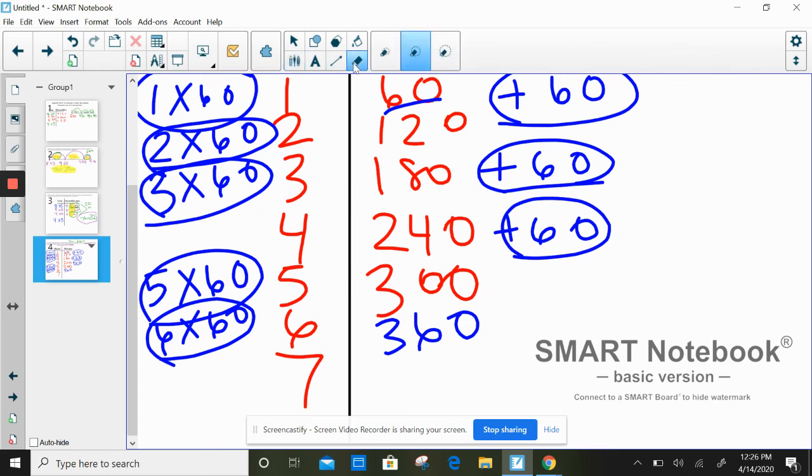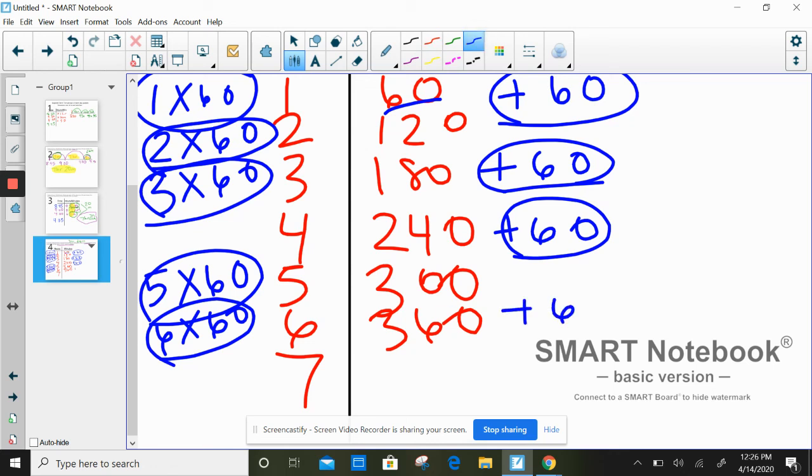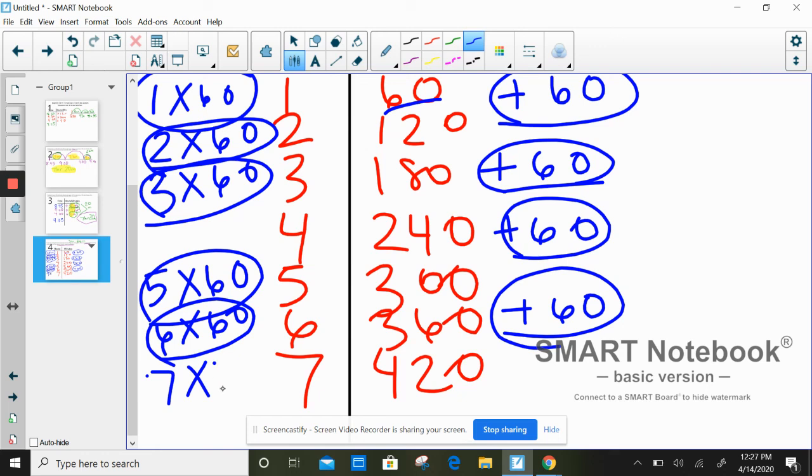And actually, I'm going to change this color for you guys, just for anybody who that's helpful for. I know for me, it's helpful when I have all my colors right. So I have 360. And the last one here, you could think about it as 360 plus 60, which would give us 420. Or you could think about it as 7 times 60. 7 times 6 would be 42. So 7 times 60 would be 420.